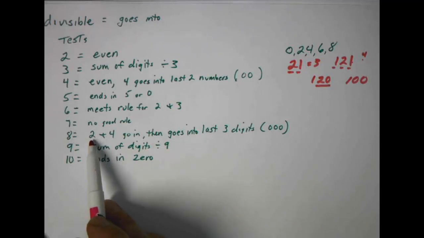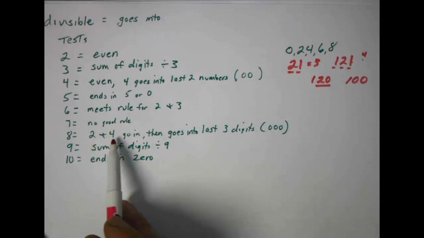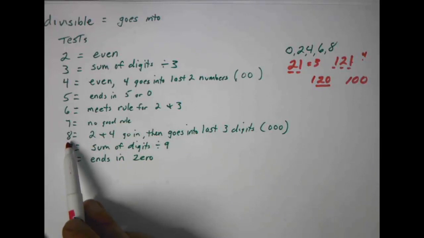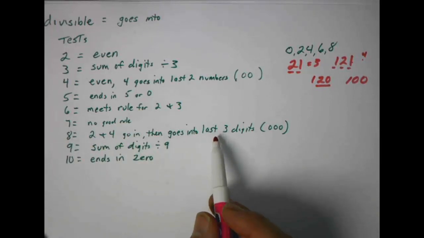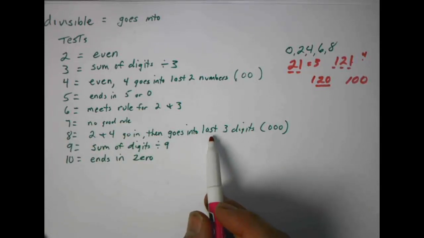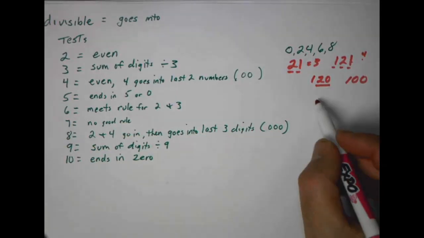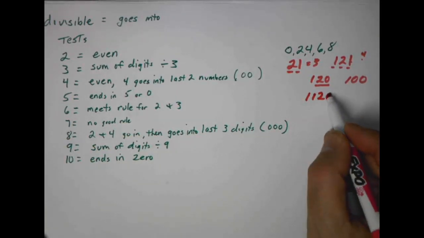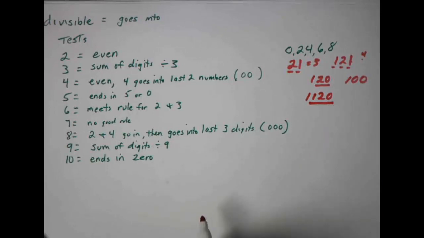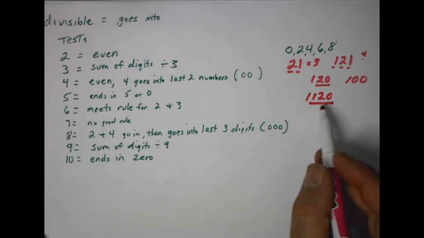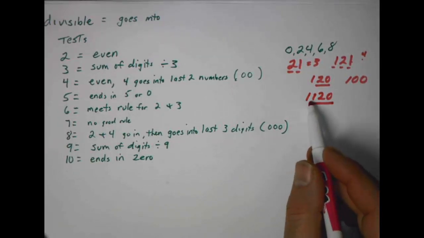First off, they have to check, do 2 and 4 both go in? If they don't, I don't even need to check 8. And then the second part is 8 has to go into the last three numbers. So if I have 1,120, does 8 go into the 120? And it does, therefore 8 will go into 1,120.